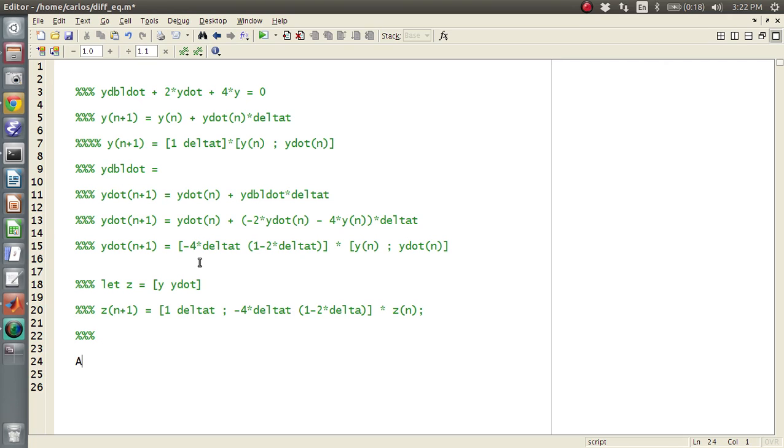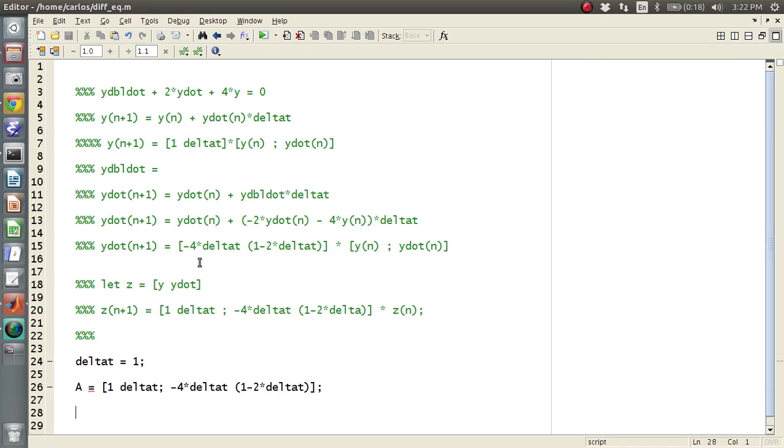Then I'm going to let my A matrix, so I'm going to say delta t equals 1, and my A matrix is 1, delta t, negative 4 times delta t, 1 minus 2 times delta t. And so that's just a matrix. Now what that allows me to do is say that here I have z of n, I can do my while loop, while t is less than, say, 10, z of n plus 1 is just A times z of n.